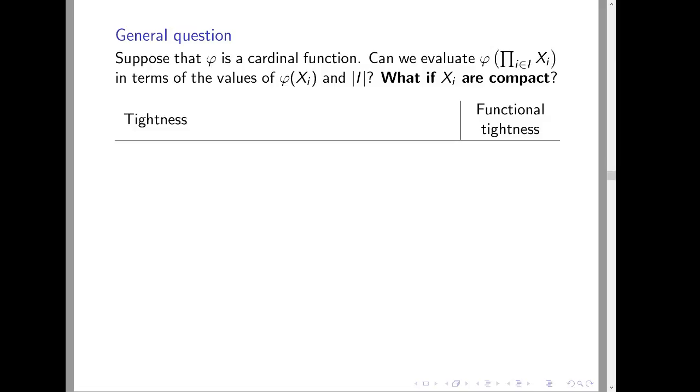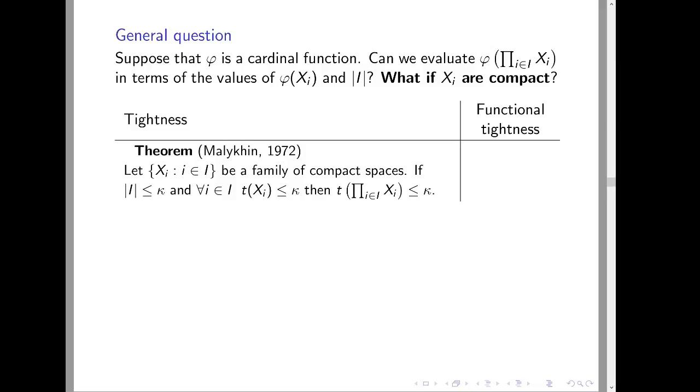What about the tightness and the functional tightness with respect to this question? For the tightness, we have a very good answer. This is a classical theorem of Malykhin from the 70s, which says that if you have a family of compact spaces, and there are many of them, and each factor space has tightness bounded by kappa, then the tightness of the product is also bounded by kappa. And using this theorem, you actually can evaluate precisely the tightness of the product.